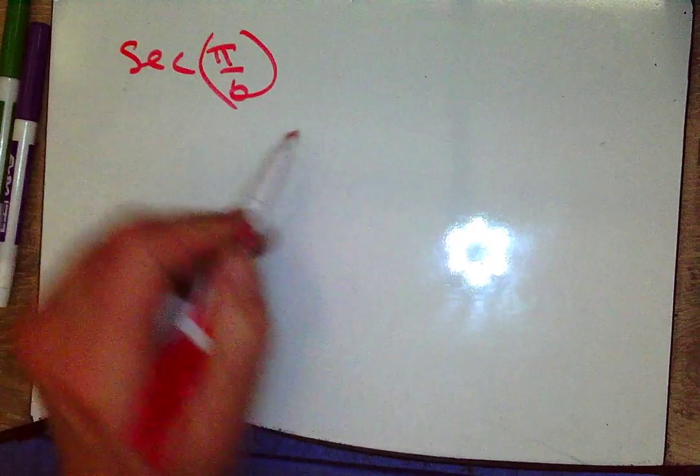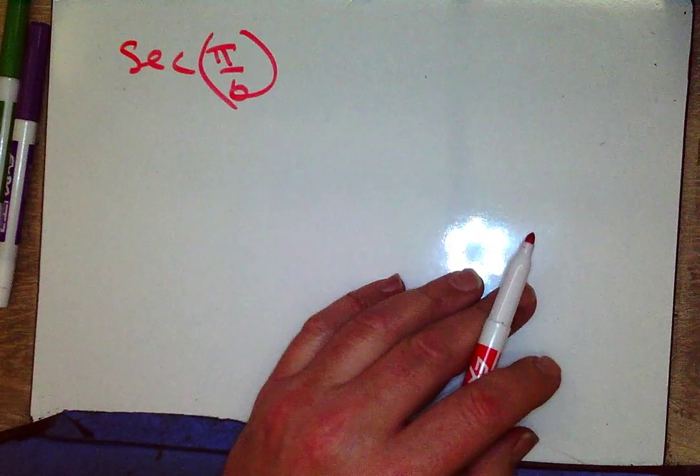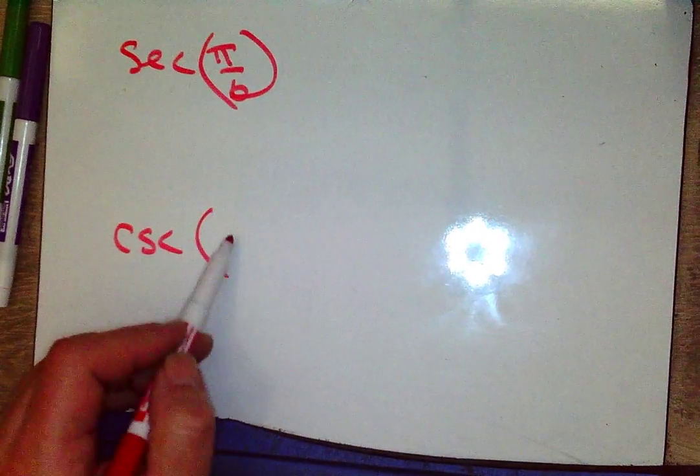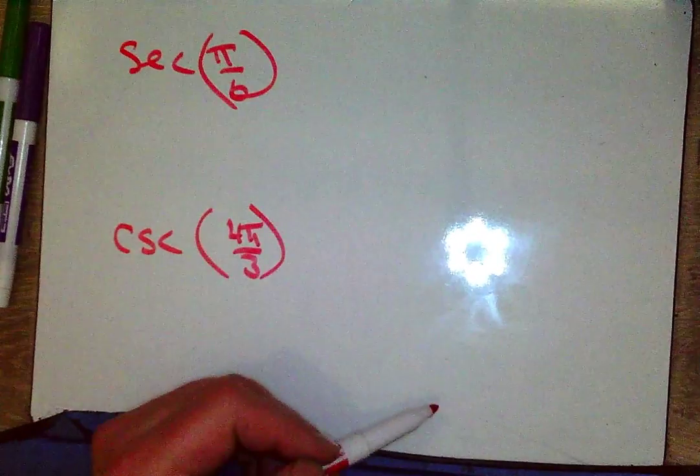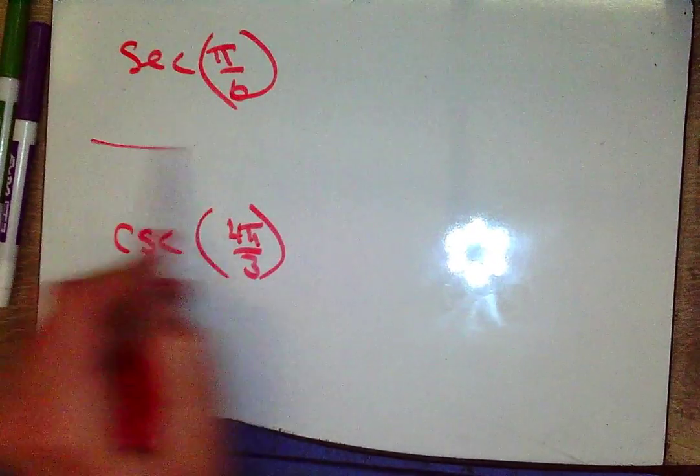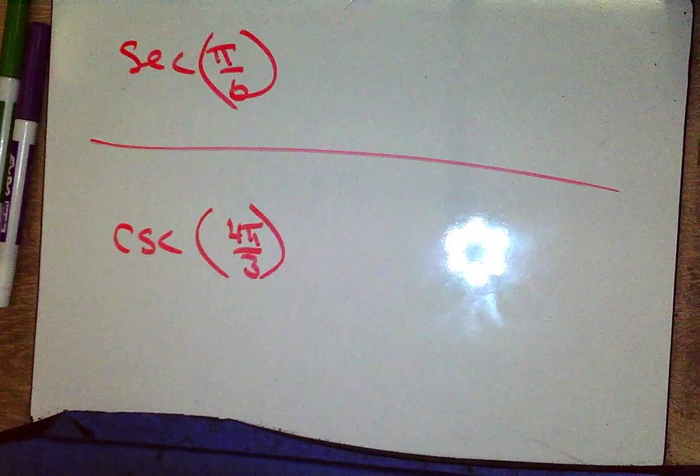Can you tell me what the secant of pi over 6 would be? How about the cosecant of 4 pi over 3? Let's take a look at these. First this one. Secant of pi over 6.